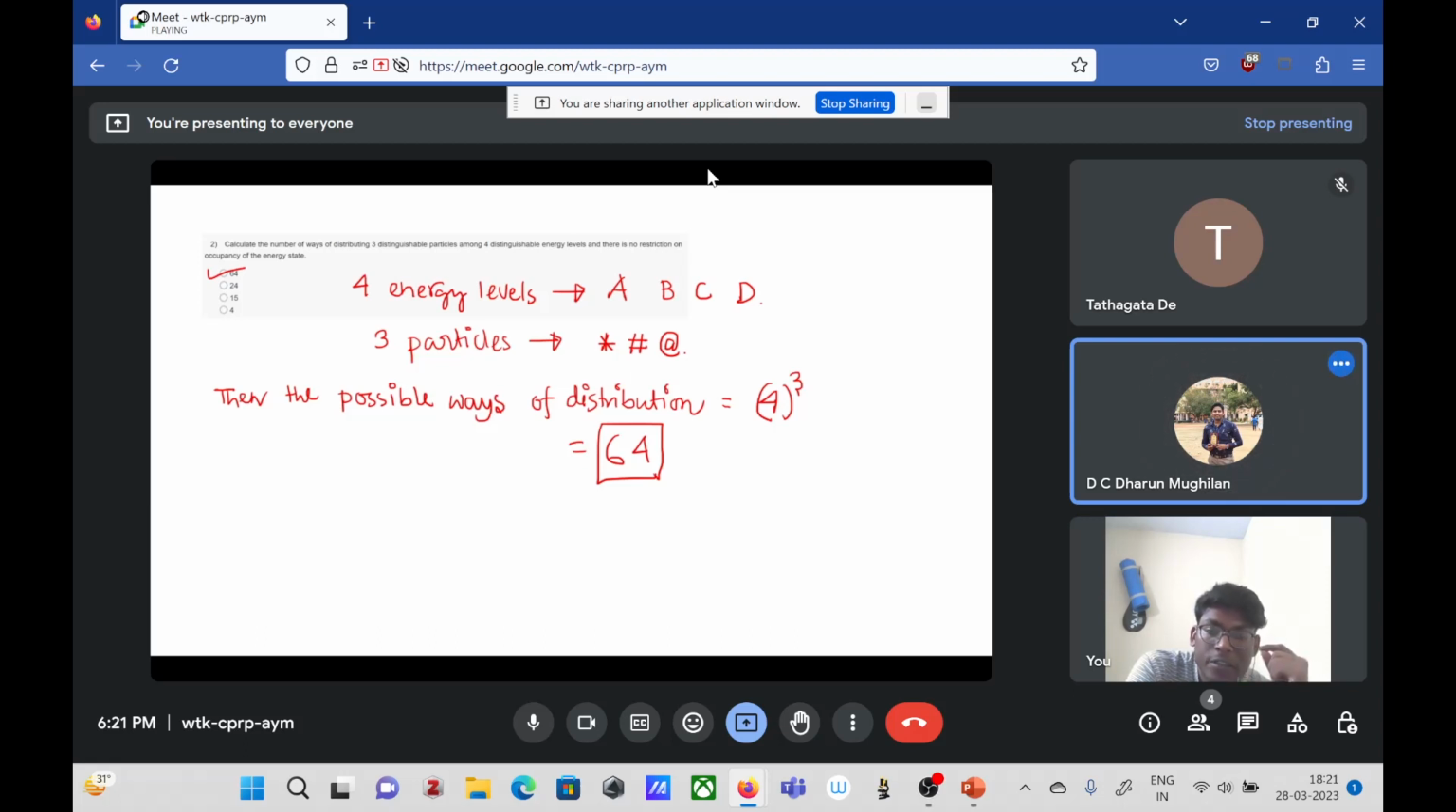Yes, sir. So what if the particles are actually indistinguishable? Yeah, that's a very good question. If the particles are indistinguishable, then there will be no other thing like that. Then we have to calculate how we can distribute 3 particles in 4 energy levels. That thing will come into the picture. So one thing we can do is all the particles will be in one energy level, and that can happen 4 ways. All the 3 particles can be in A, or B, or C, and like this.